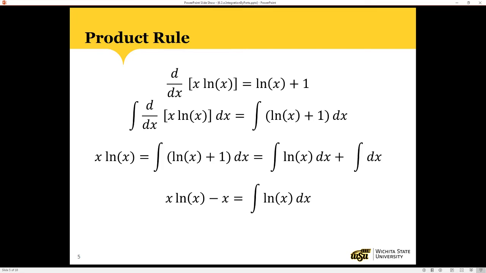Well, we know the integral of 1 dx, its antiderivative is x plus c. If we subtract x from both sides, we get x times the natural log of x minus x is equal to the integral of the natural log of x dx. And we have discovered something important, the integral of the natural log. We know that natural log's derivative is 1 over x, and now we know its antiderivative.